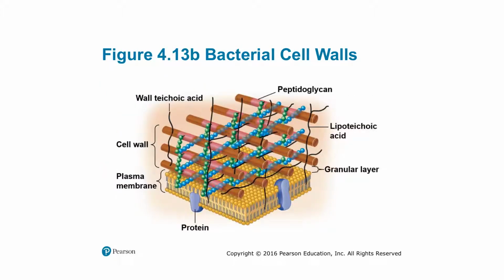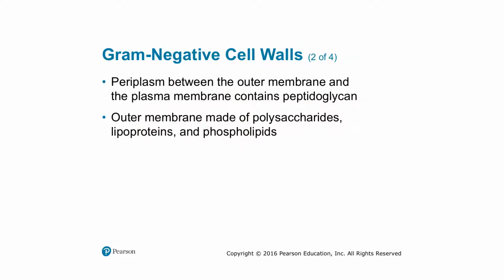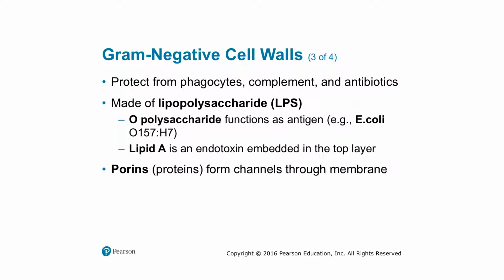And so here you can see a wall with these teichoic acids, and you can see all of these different things in here, and you can see the plasma membrane down there at the bottom as well. So gram-negative cell walls are going to have a periplasm between the outer membrane and their plasma membrane, which contains peptidoglycan. The outer membrane is made of polysaccharides, lipoproteins, and phospholipids. So gram-negative cell walls protect from phagocytes, complement, and antibiotics.